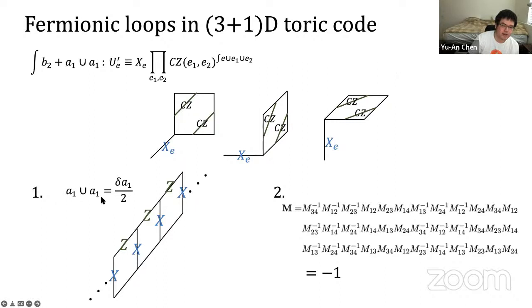And when we have the domain wall, the delta A divided by two just gives you the A on the domain wall. So you have the X times Z, X times Z, X times Z. In 2D, the XZ is just the fermion hopping. So we have two ways to show this operator is the fermionic loop excitation, and this excitation exists in the 3+1D toric code, and it's very simple.